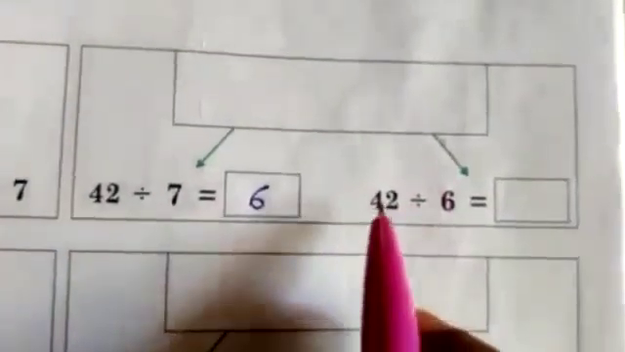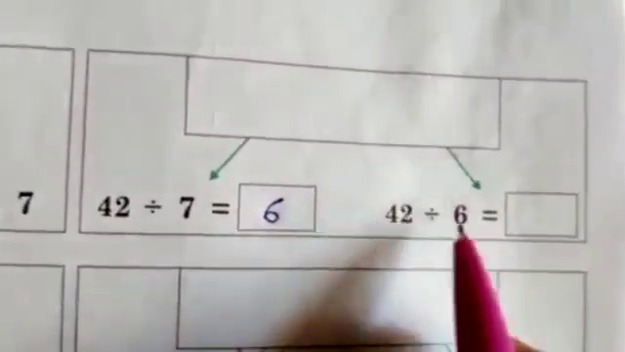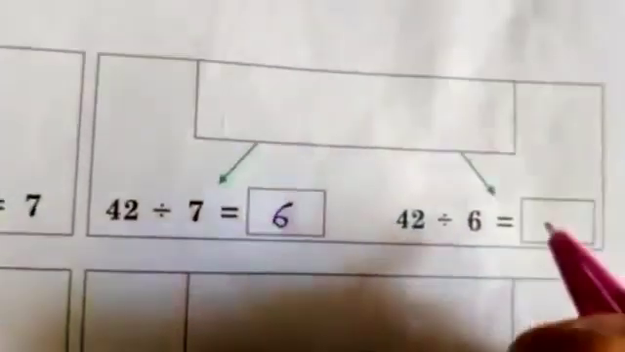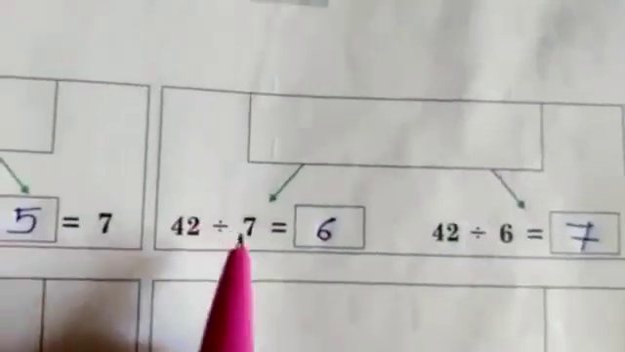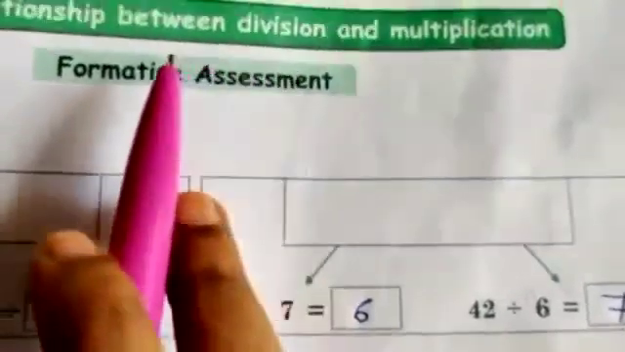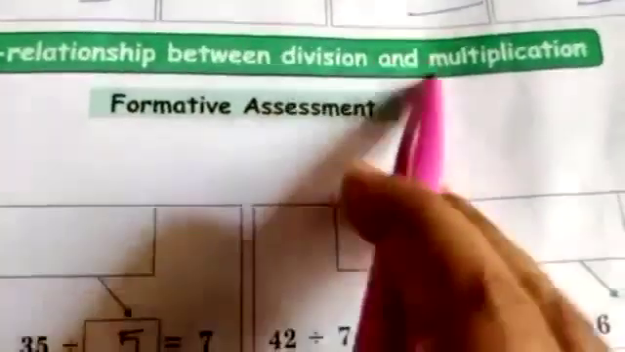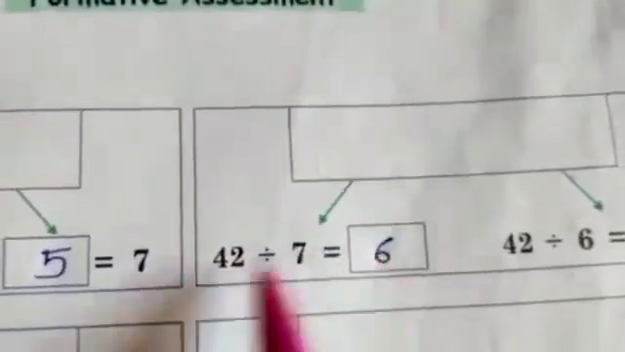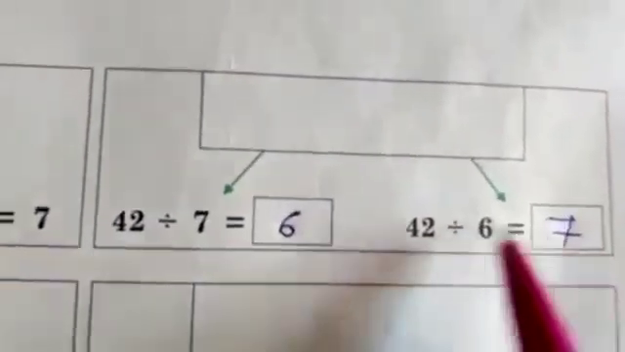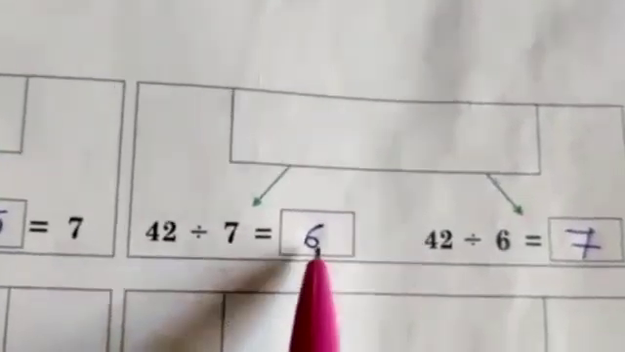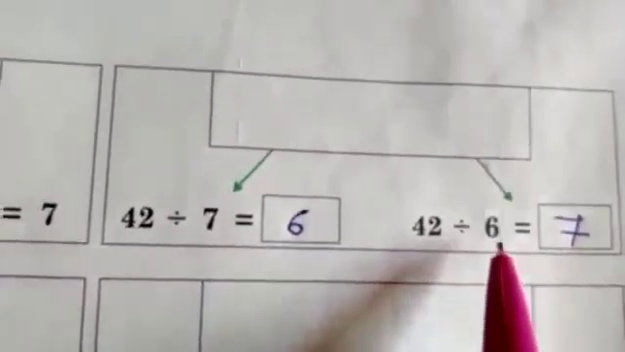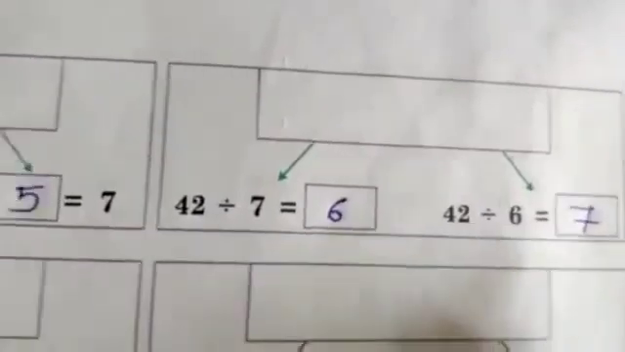Okay, similarly now students, here 42 divided by 6. So 42 is coming in 6's table. Yes, it is 6 sevens. So you can see how it is interrelated with multiplication, the interrelationship between division and multiplication. 7 6s are 42 and 6 sevens are 42. In the division also, 42 divided by 7 you will get the answer as 6, and 42 divided by 6 you will get the answer as 7.